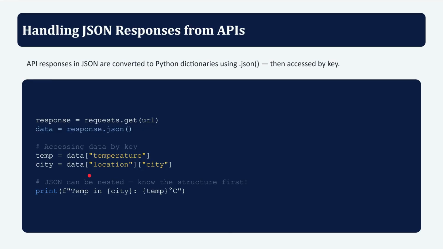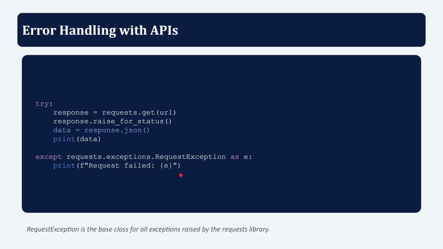This is how you handle JSON requests. API responses in JSON, we have to convert them to Python dictionaries using .json. For example, we get the response from the API, and we do response.json, and then through that data, we can access the temperature, city, and location.